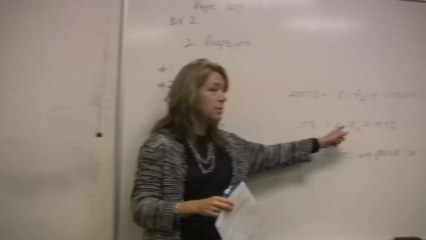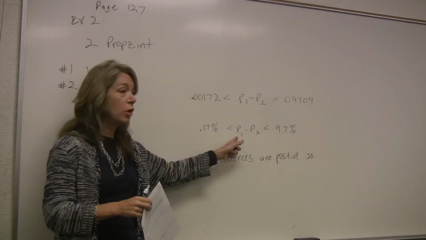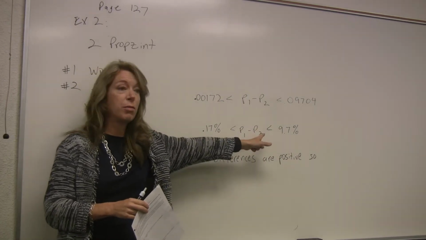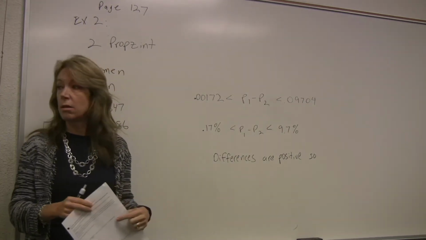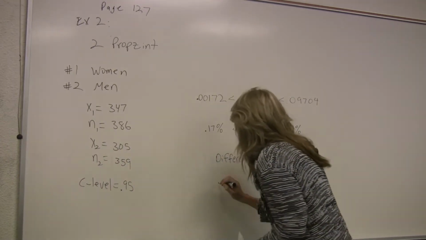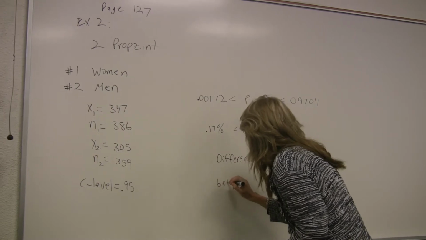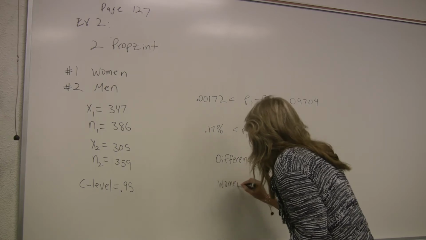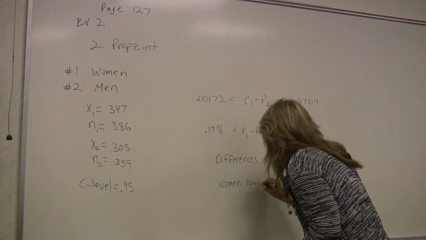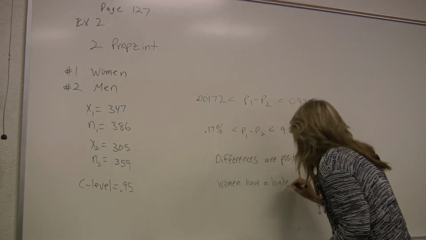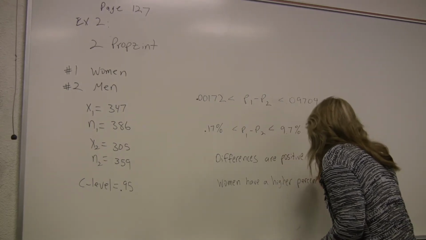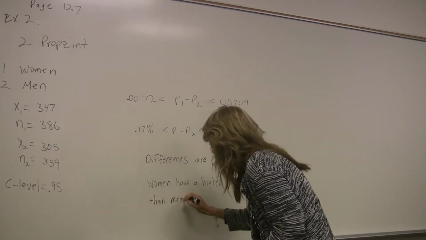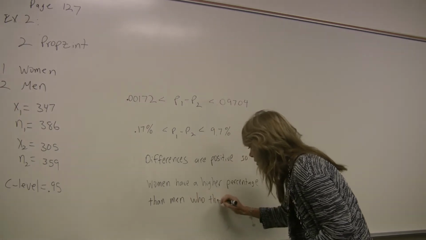Because when we say P1 is bigger than P2, this proportion is bigger than this proportion. The proportion of women who think it's morally wrong is more than the proportion of men who think it's morally wrong. Let me write it this way. So women have a higher percentage than men who think it's morally wrong.